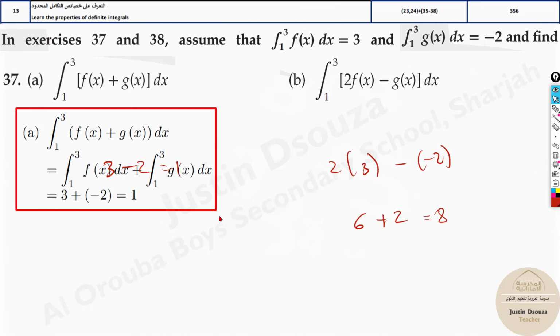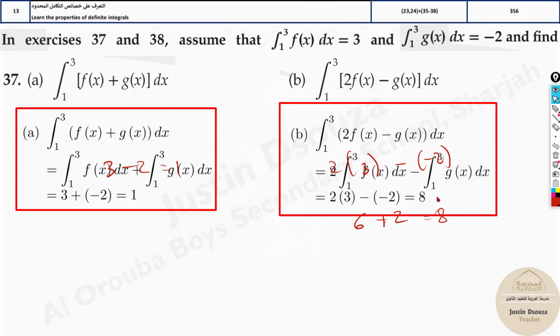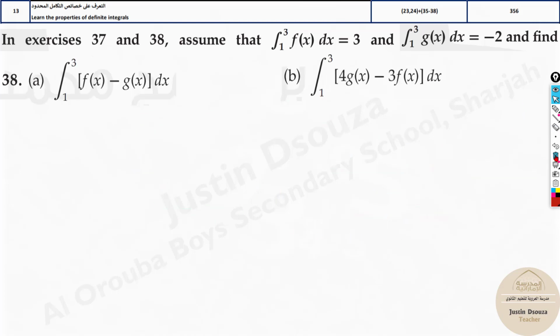And it is as easy as it can get. This is 1. This is 8. Similarly, please do try these by yourselves and then watch the video. Over here we have 4. G of x is minus 2 minus 3 times f of x is 3. You can just put it in the calculator and solve.